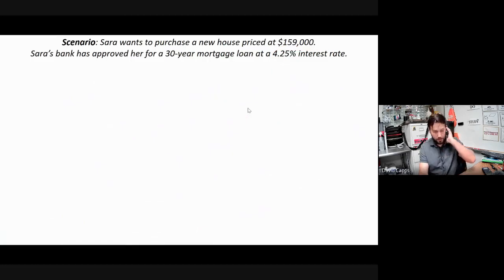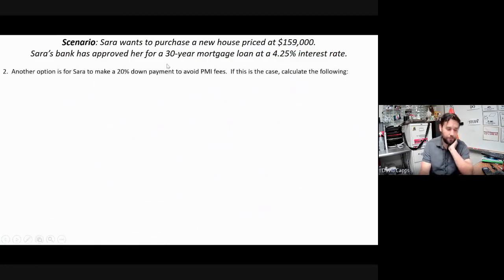All right, but let's look at the next part here. Sarah wants to purchase that house, same 30-year note and a 4.25% interest rate, same rate, but this time the other option: Sarah makes a 20% down payment to avoid a PMI. This is a principal mortgage insurance fee. If this is the case, calculate the following here.